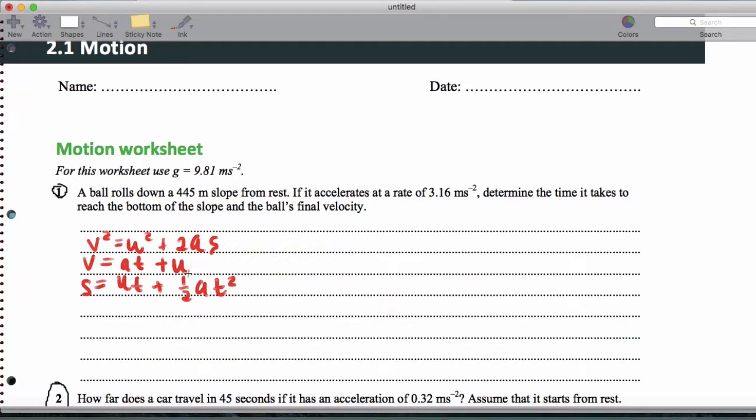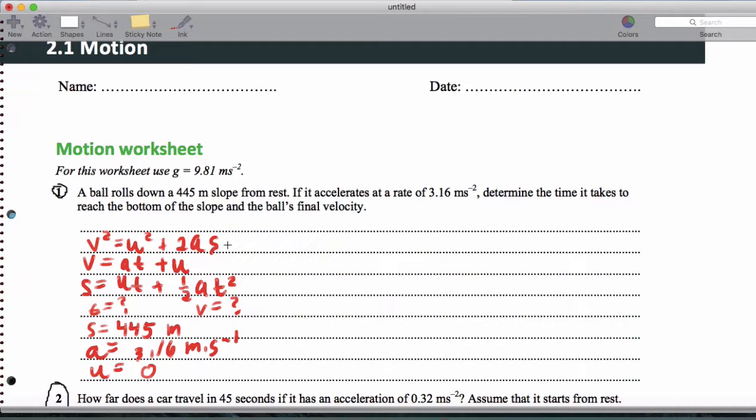And so let's just kind of label the variables that we have. We know that s is 445 meters. We know that a is 3.16 meters per second squared. We do not know the time. We know that the initial velocity is 0. And we don't know the final velocity. So those are the letters that we have. So let's just go ahead and begin with the things that we can work with.